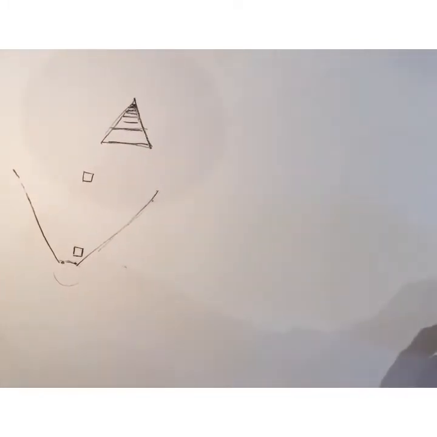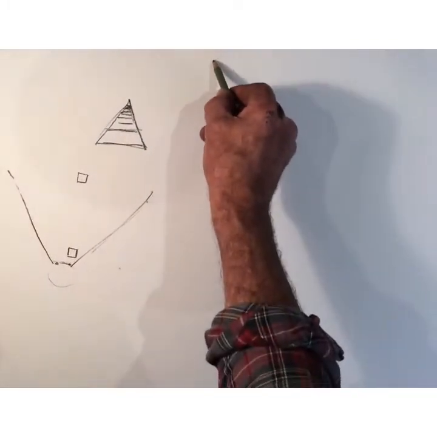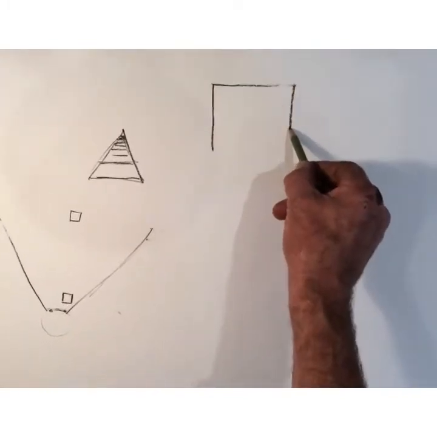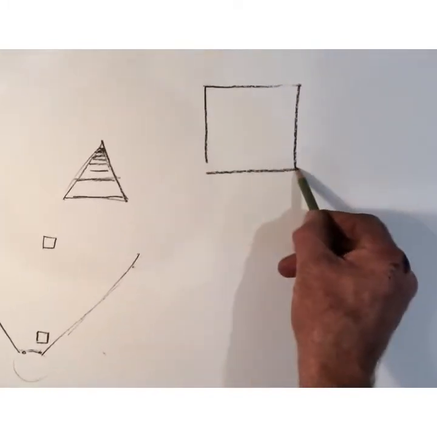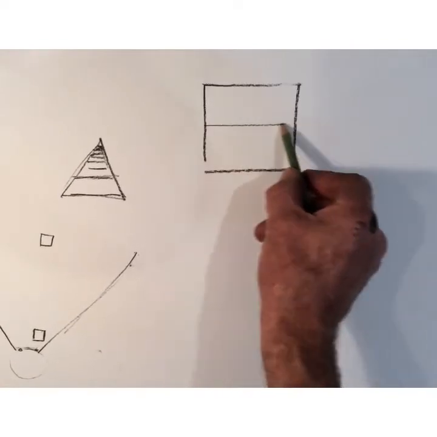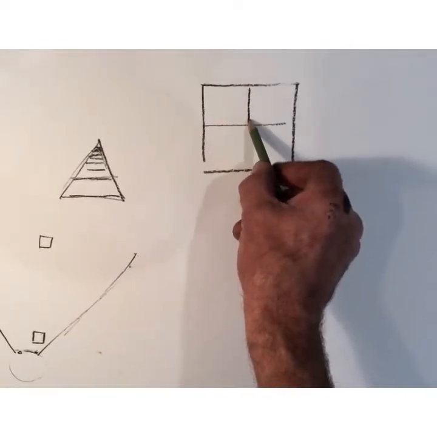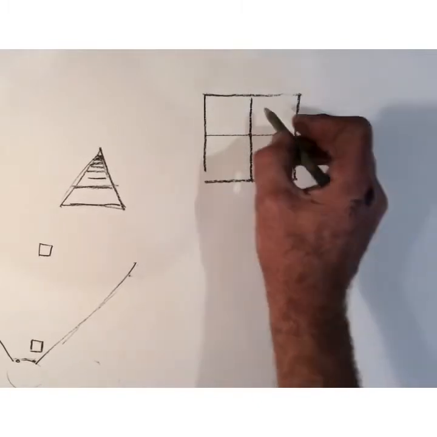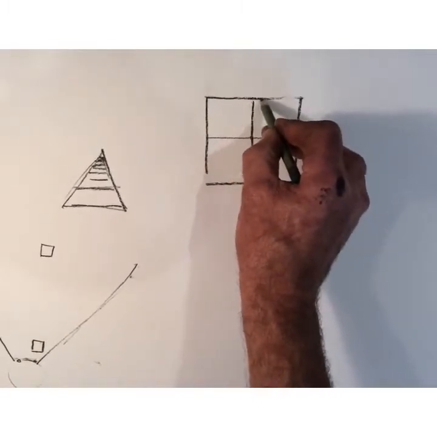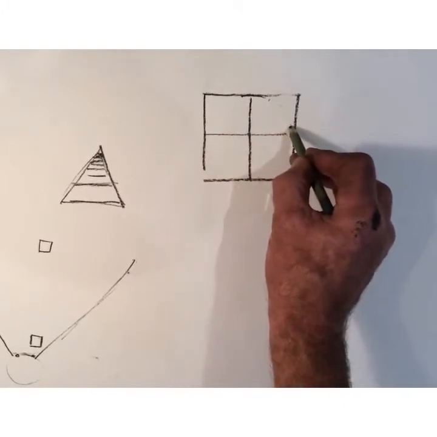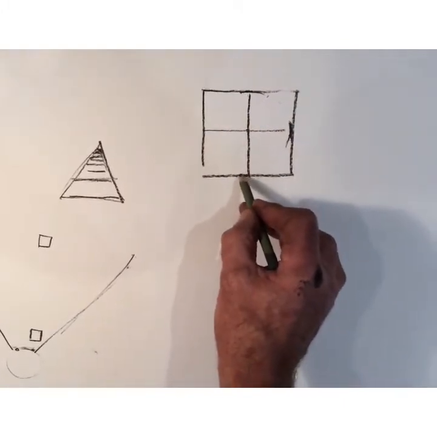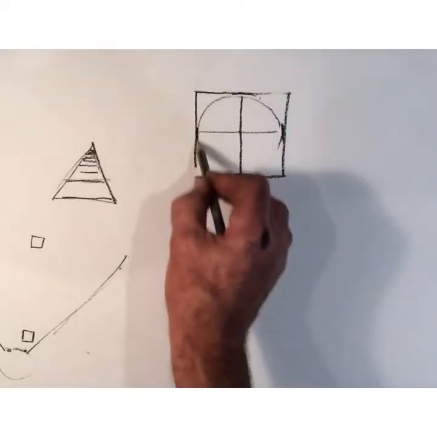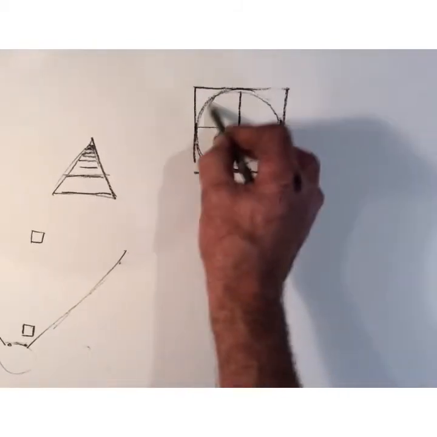If you imagine a square, and you split it into four, and you use the centre as the point for a compass, your circle will touch there, it'll touch there, it'll touch there, and it'll touch there. So that's your circle.